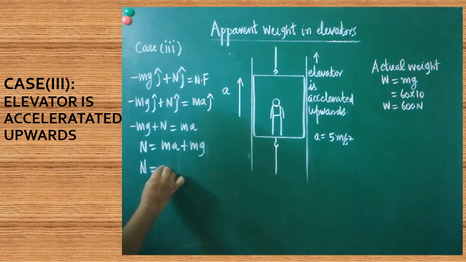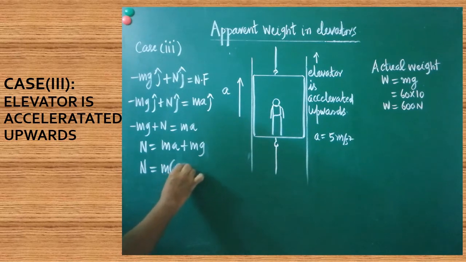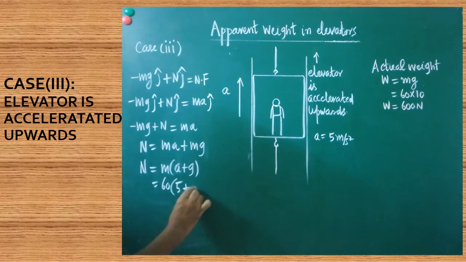Substitute here, m can be written outside and a and g, both of them written within the bracket. M, what is the value of m? M is equal to 60. Mass of the person is 60. What is the value of a? It is accelerated with the value of 5 meter per second square. Plus g value is 9.8. Instead of that I have written 10. So 60 into how much?